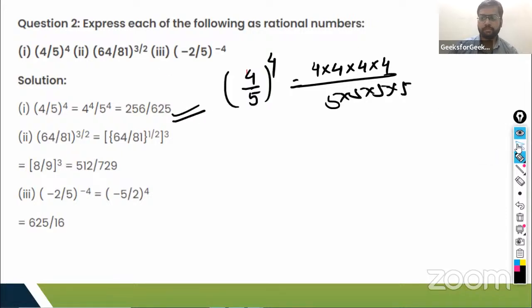सर ये जो सेकंड वाला है सर 64/81, ये क्यूब रूट होगा ना सर? लेट मी सी. मैं एक बार देखता हूँ इसको. ठीक है. लेट मी एक्सप्लेन दिस वन. द फर्स्ट वन इज डन. द सेकंड वन देखते हैं.